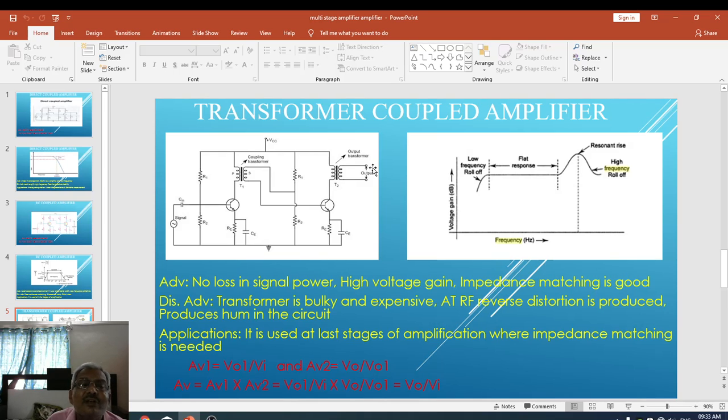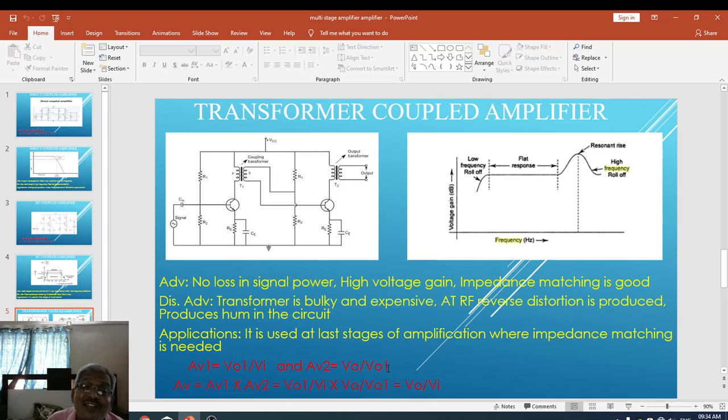Suppose AV1 is the gain of the first stage, whose input voltage is Vi, that develops the output voltage across the secondary winding, say VO1. Therefore, that gain is given as AV1 equals VO1 upon Vi. Similarly, if we consider AV2 as the gain of the second stage, that will develop the output voltage VO with input voltage VO1. Therefore, that gain is given as AV2 equals VO upon VO1.